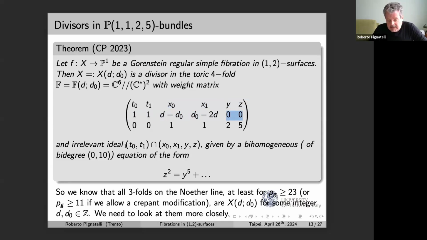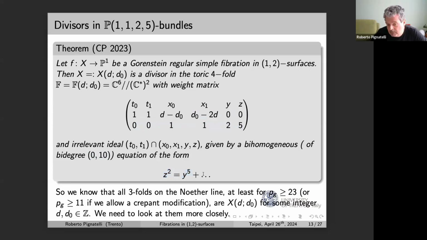And okay, the relevant idea is the same I mentioned before. The divisor is given by a divisor of bidegree (0,10), where the order is the order of the rows here: 0 with respect to the first action and 10 with respect to the second action. That's essentially the reason why I like to write it this way with these two zeros, because then you can immediately visualize that z squared has bidegree (0, 2 times 5), which is 10, and y to the fifth has bidegree (0, 2 times 5), which is 10, which means that I can write z squared equal y to the fifth, because otherwise, if it's not bi-homogeneous, it doesn't make any sense.